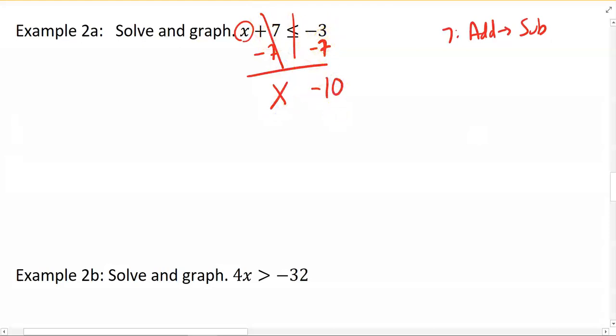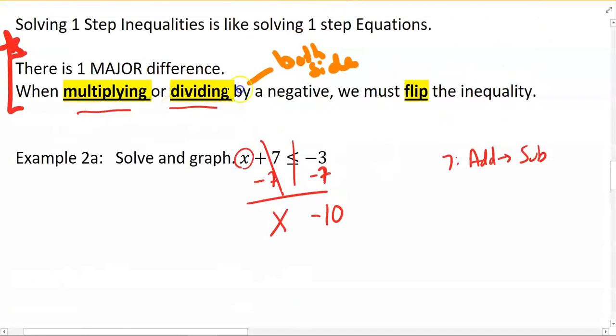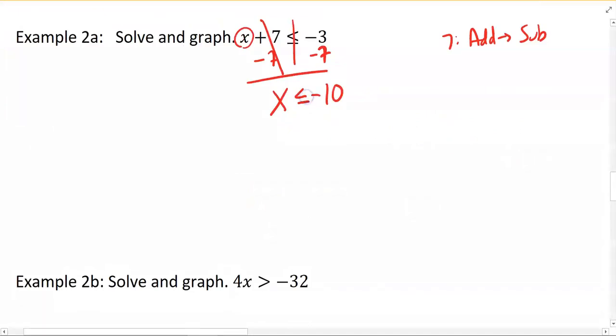Now, let's talk about the direction we just talked about. Do I flip this inequality? No, because I did subtraction to both sides. And the operation has to be either multiplying or dividing by a negative. So I leave the inequality symbol as it was, less than or equal to.